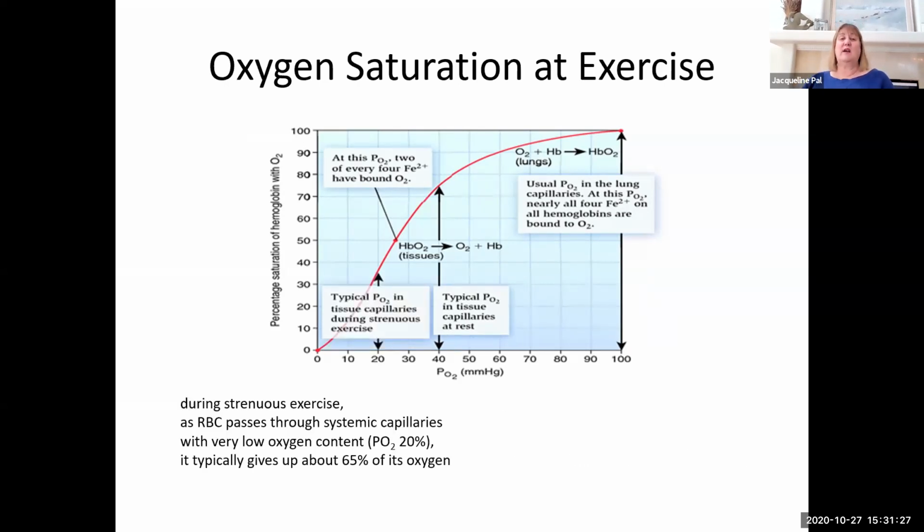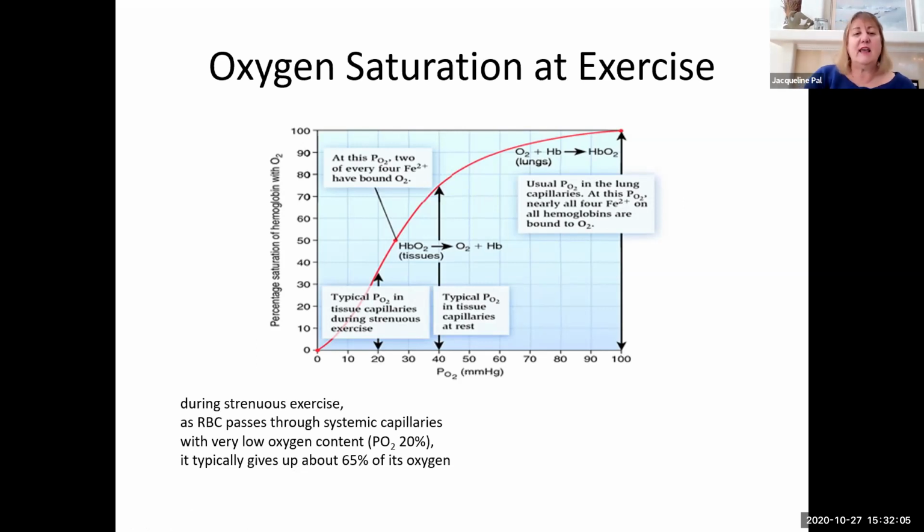Now, in contrast to this, at exercise, and I don't mean regular exercise like going for a walk, but think like you're an Olympic athlete and you are competing. So strenuous exercise. When those red blood cells are traveling through the systemic capillaries, there's a very low oxygen content. Why? Because those cells are using up all that oxygen to make the ATP so the muscles can contract. And so at that point, instead of having a PO2 of 40, which is what we have at rest, the PO2 at strenuous exercise could drop all the way down to 20.